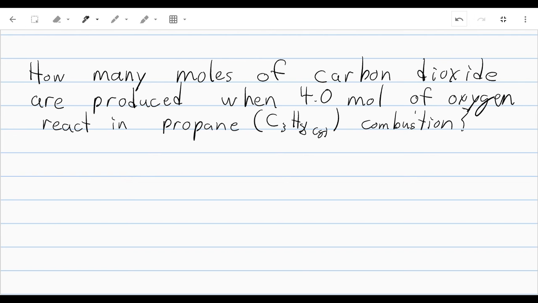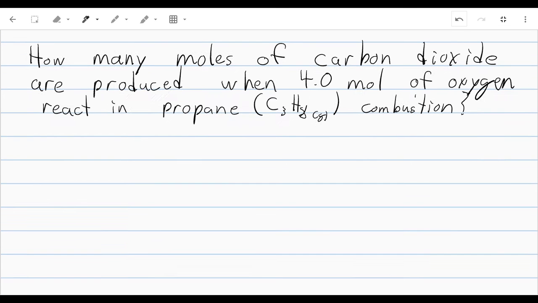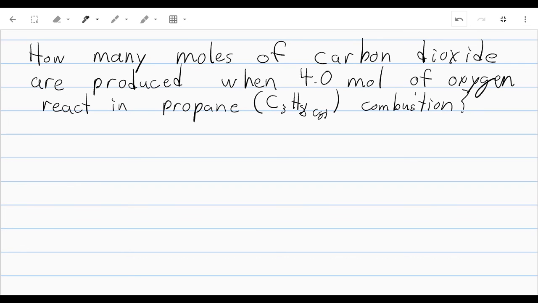In a second sample problem, we are asked how many moles of carbon dioxide are produced when 4 moles of oxygen react in propane, C3H8, combustion. This one's going to take a bit more work because we're going to need to balance out this chemical reaction.